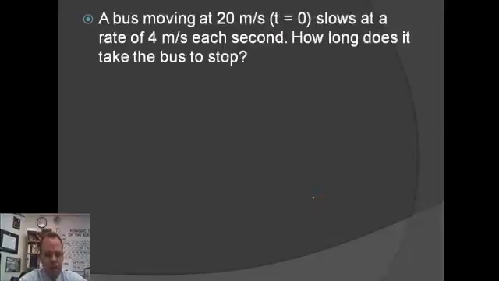Here's another problem. Give this one a try. Okay, our starting information, initial velocity of 20. And acceleration, it is slowing down, so we know the acceleration must be negative. We want to figure out when it comes to a stop, so the final velocity would be 0, and we're looking for the time. Here it's probably easiest to use the Vf equals Vi plus at.